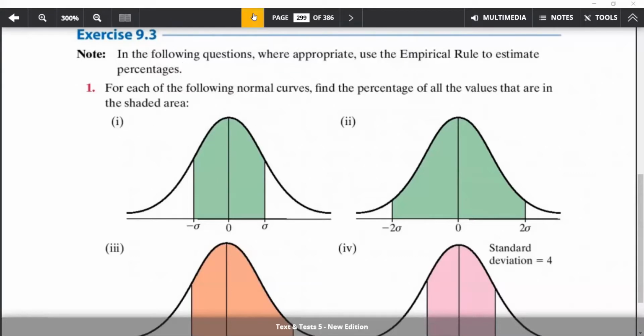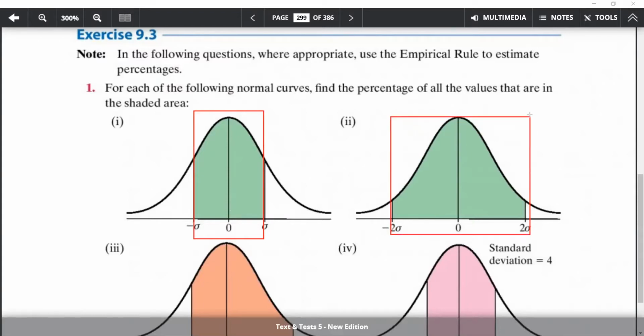Right, this first diagram here, you're talking about data that is distributed between plus 1 standard deviation and minus 1 standard deviation. So our empirical rule says 68% of data is going to be between those two. So the percentage of all values in the shaded area is 68%. For the second diagram, within 2 standard deviations, the empirical rule says 95% of our data is between plus or minus 2. Our third diagram is a little bit different.